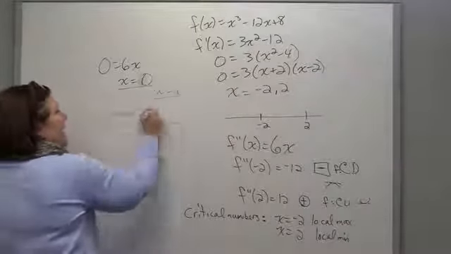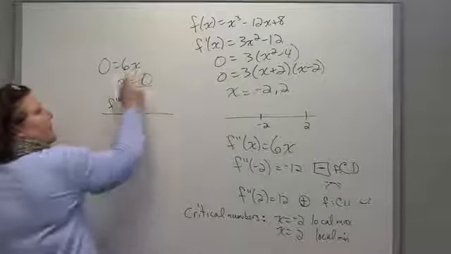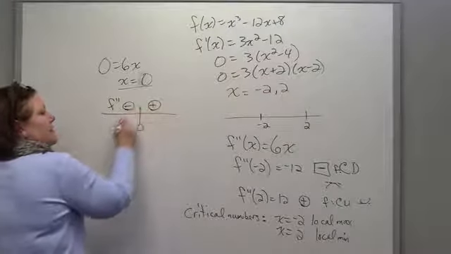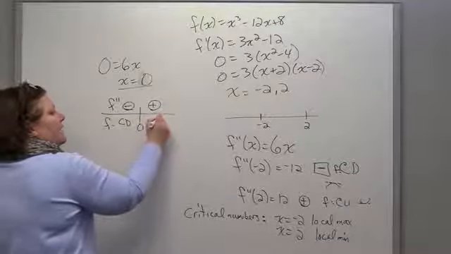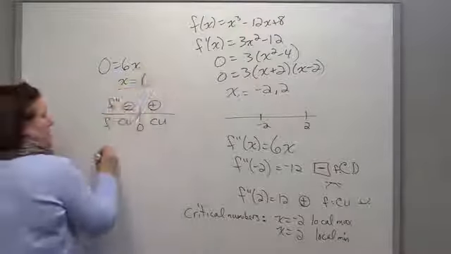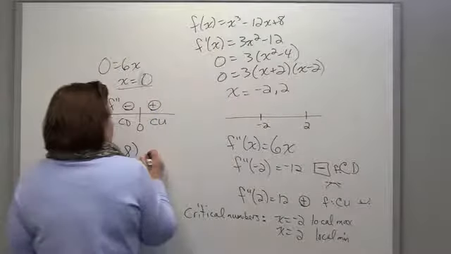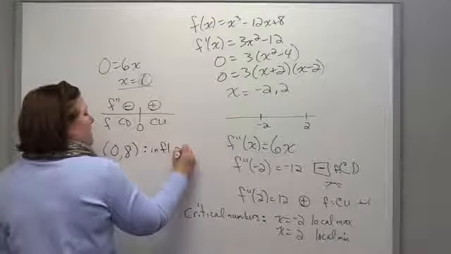And if we look at f double prime, we change from negative to positive. So f goes from concave down to concave up. So that tells us 0, 8, this is an inflection point.